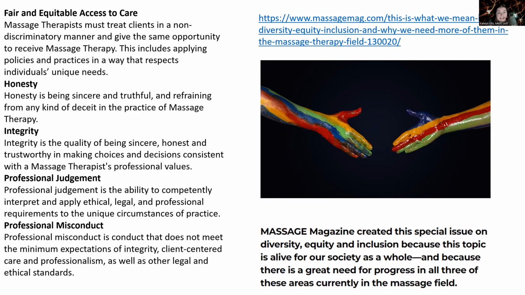Integrity, the quality of being sincere, honest, and trustworthy in making choices and decisions consistent with a massage therapist's professional values. Professional judgment is the ability to competently interpret and apply ethical, legal, and professional requirements to the unique circumstances of your practice. What does that mean? It means you know enough about the body, about the laws, about what your client needs to make an informed decision yourself. Professional misconduct is conduct that does not meet the minimum expectations of integrity, client-centered care, and professionalism.